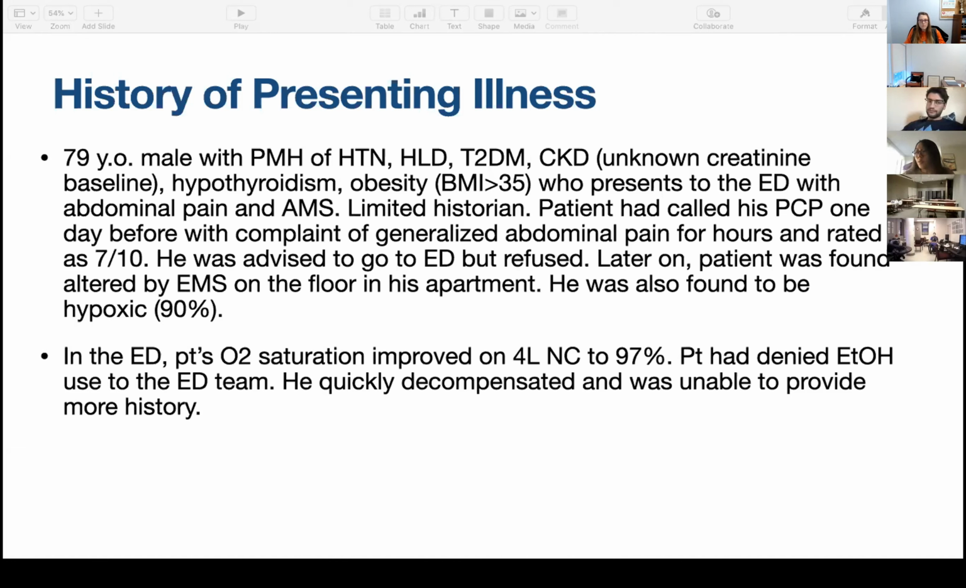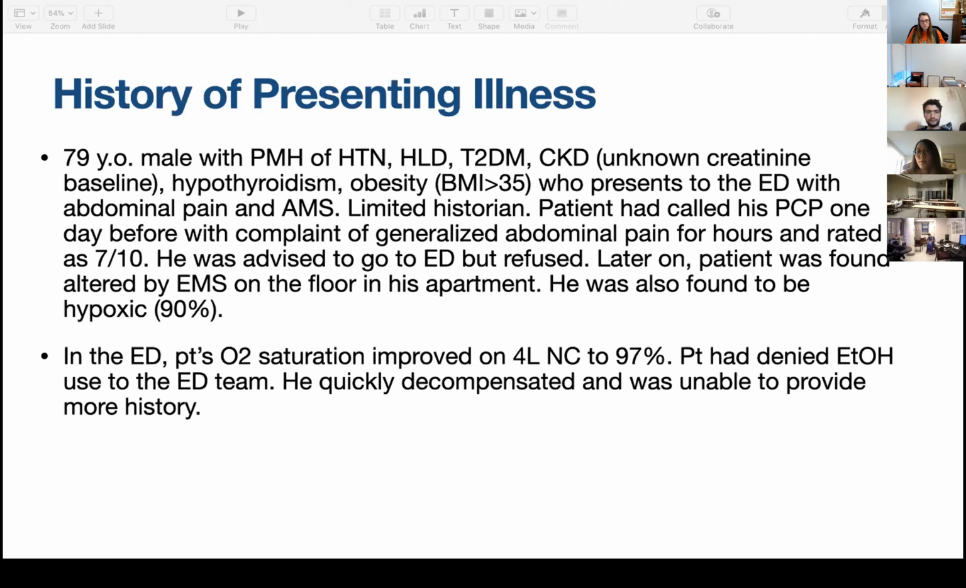So he initially presented to the ED with abdominal pain and altered mental status, and he was a limited historian due to his mental status. And so back then in the ED, they called his primary care physician to obtain more information. So one day before his admission, he called his primary care physician with complaint of generalized abdominal pain for hours. And back then he rated a 7 out of 10. And he was initially advised to come to the ED the day before, but he was hesitant about it.